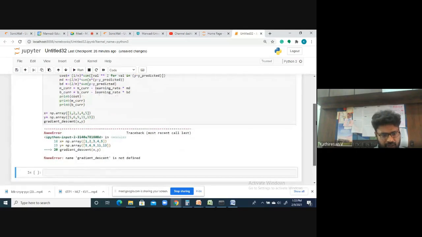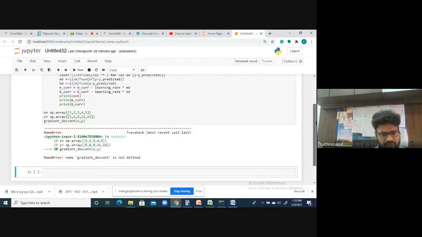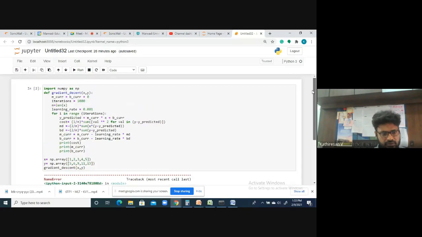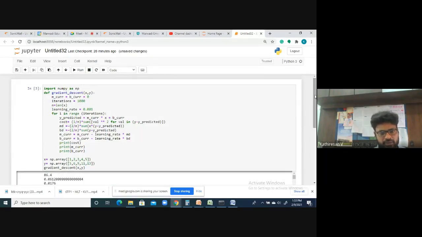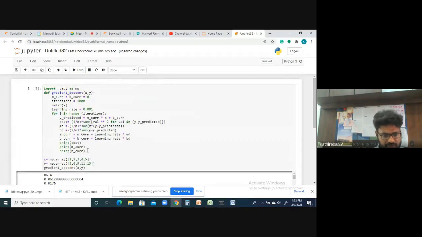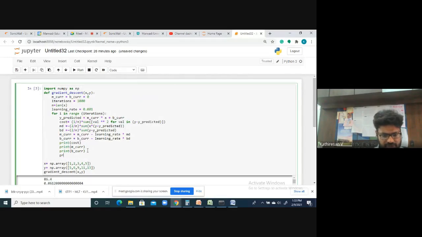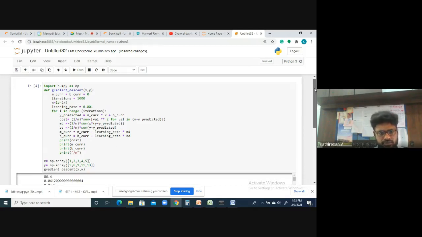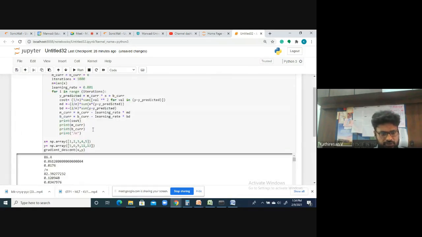See, I'm getting an error: gradient descent is not defined. Yeah, now it has been executed. Listen to me. I would like to give a space for each and every iteration so that we can differentiate.